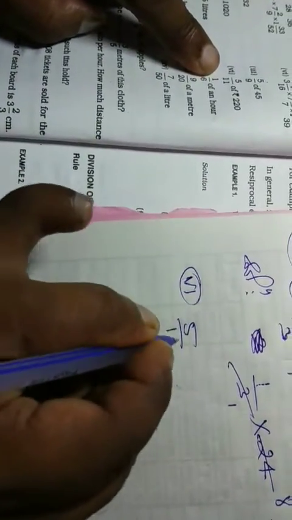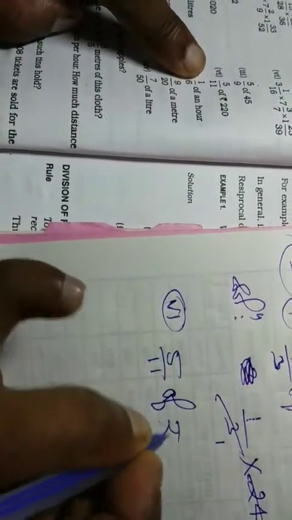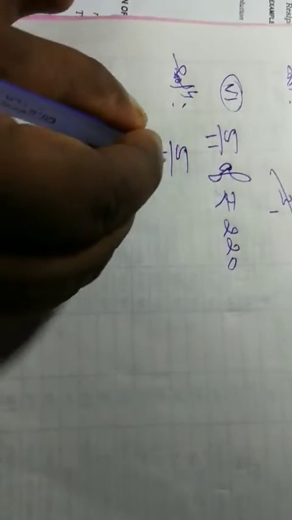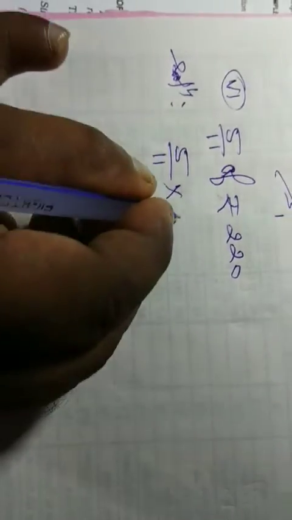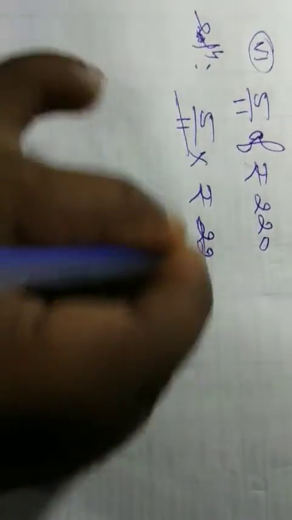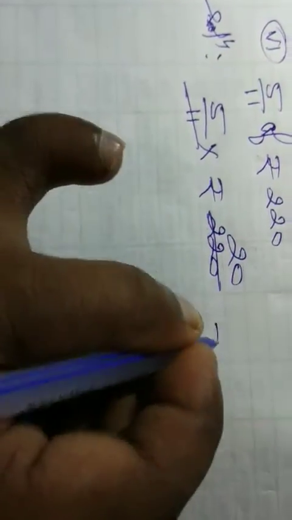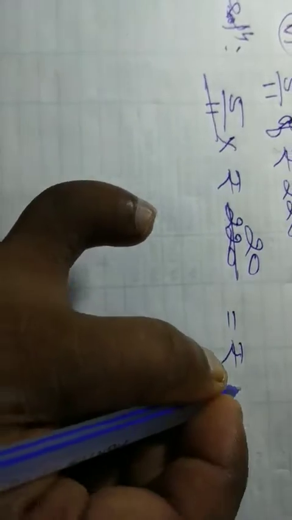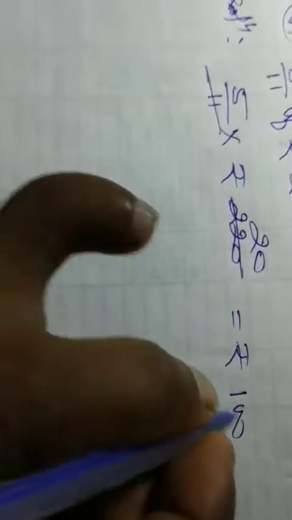Question number 6: 5 by 11 of rupees 220. 5 by 11 of means multiply rupees 220. 11 2s are 22. So rupees 20 into 5, 100.